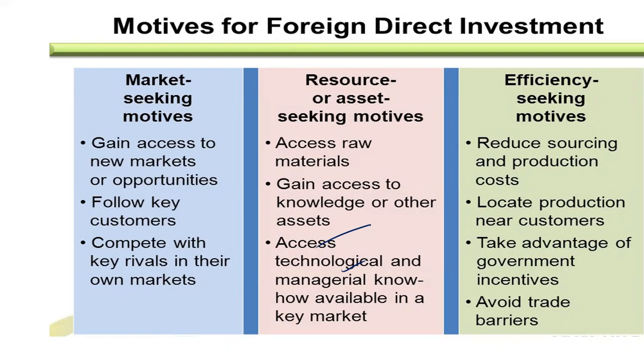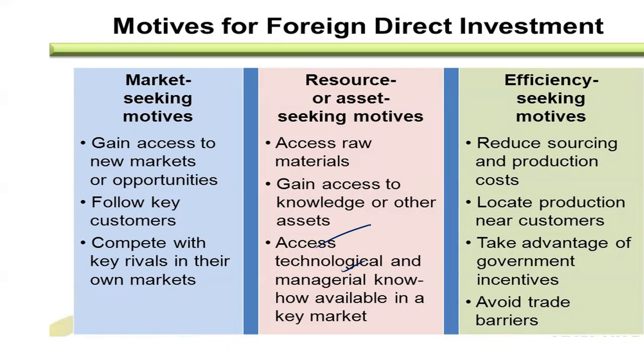Then we have efficiency seeking. Efficiency seeking means what? Reduce the sourcing and production cost. Here your focus is efficiency. You want to reduce the cost of production. Then what you will do is locate production near the customers. The production unit will be located towards the market where the customer can easily access your product.